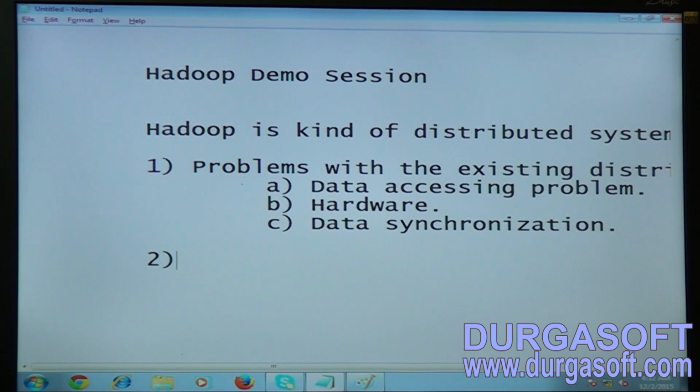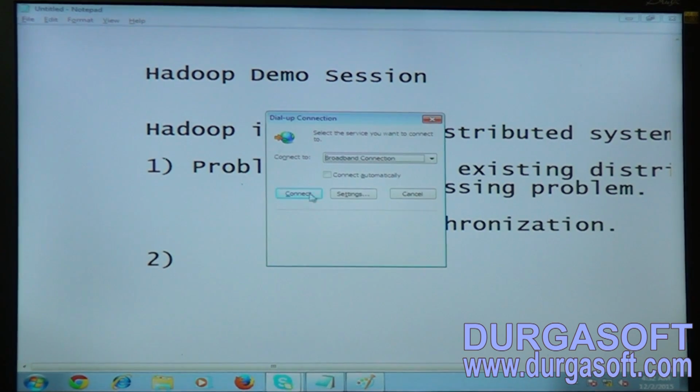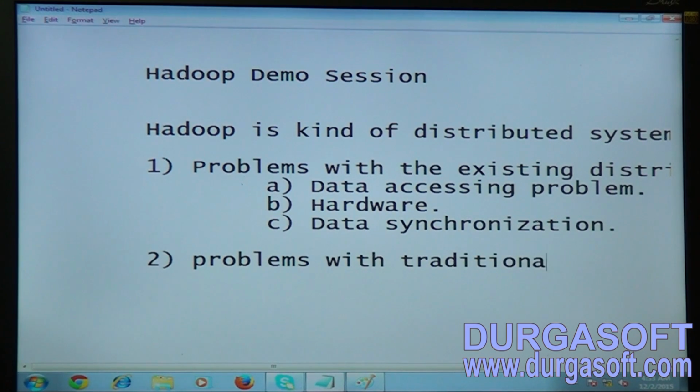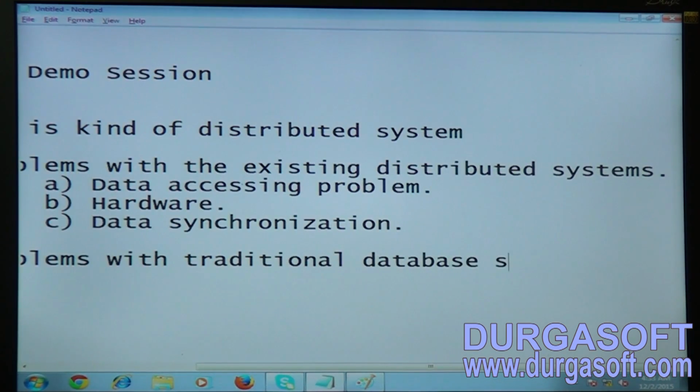The second kind of problems: we have well proven databases as well. So can't we use those databases to process our big data? Let's see what if we choose a database system to store our data and then to access it. What kinds of problems will it provide? So the second set of problems is problems with traditional database systems.